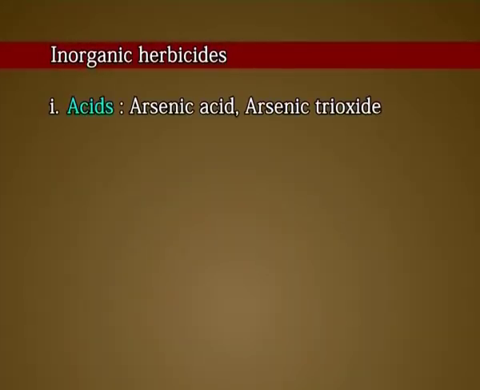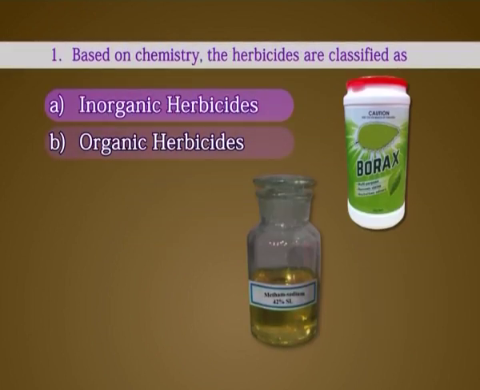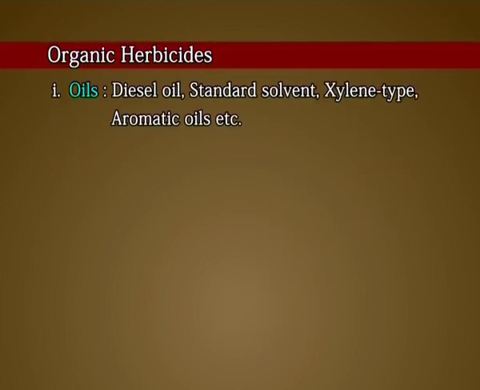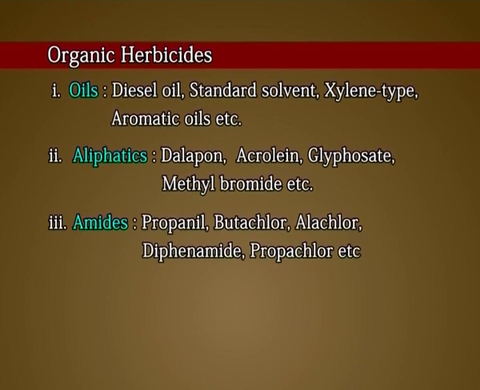Examples are: number 1, acids group, arsenic acid, arsenic trioxide, etc. Number 2, salts group, borax, copper sulfate, ammonium sulfate, sodium chlorate, copper nitrate. B. Organic herbicides. Under this, number 1, oils: diesel oil, standard solvent, xylene type, aromatic oils, etc. Number 2, aliphatics. Under this, dalapon, acrolein, glyphosate, methyl bromide, etc. And number 3, amides group: propanil, butachlor, alachlor, diphenamide, propachlor, etc.